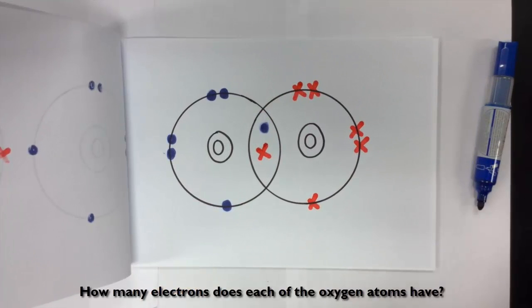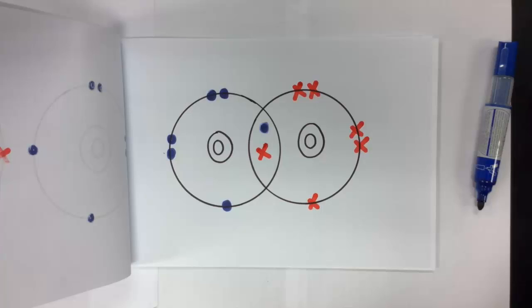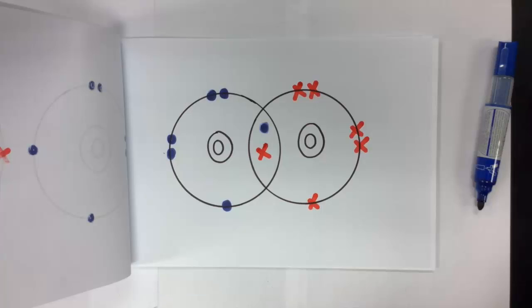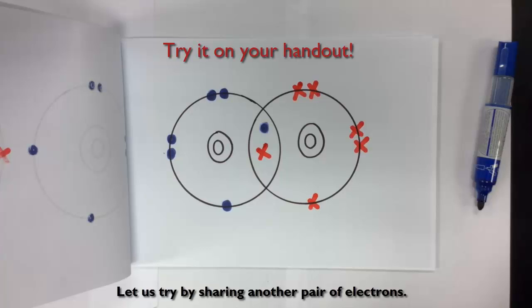How many electrons does each of the oxygen atom have? The oxygen atom on the left has 7 outer shell electrons. The oxygen atom on the right has 7 outer shell electrons too. Have they achieved a noble gas configuration? No. Let us try by sharing another pair of electrons.